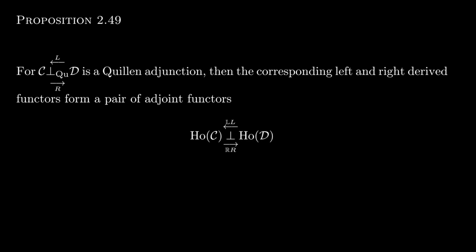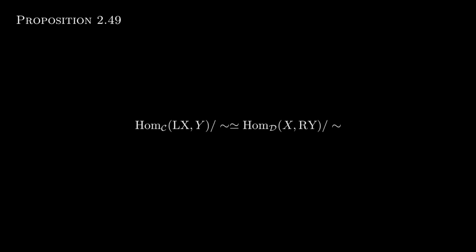And the properties of Quillen adjunctions go even deeper. On the level of homotopy categories, the derived functors of a Quillen adjunction are also adjoint functors. In the last video we showed that we could consider Hom sets in the homotopy category as Hom sets in the underlying category, so the adjunction condition is equivalently expressed as this.